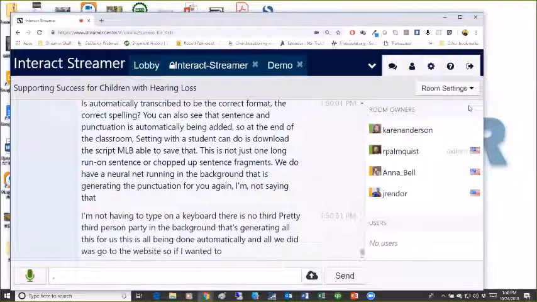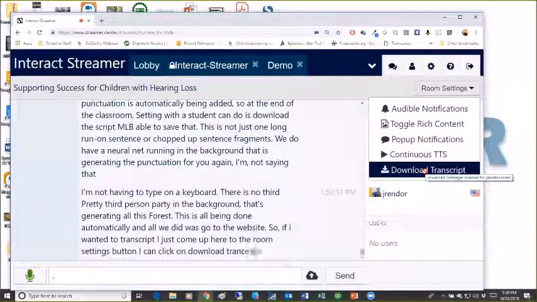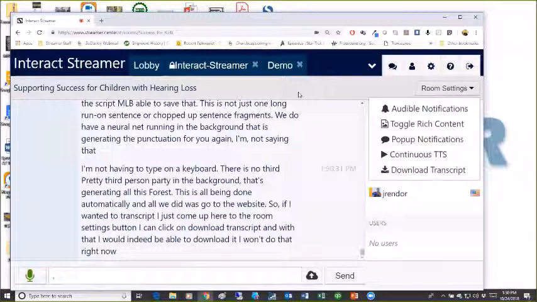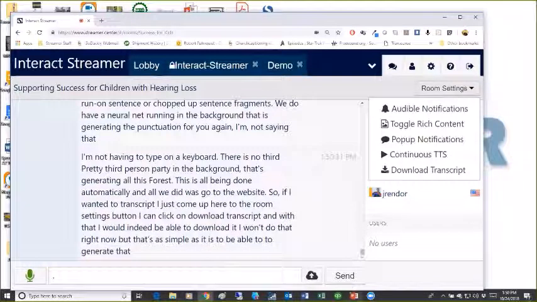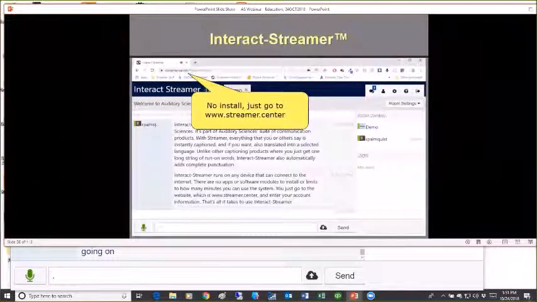So if I wanted to download the transcript, I just come up here to the room settings button. I can click on download transcript, and with that I would indeed be able to download it. I won't do that right now, but that's as simple as it is to be able to generate that. Let me go back to some slides here, and I just want to talk a little bit more about some of the features that are going on here.